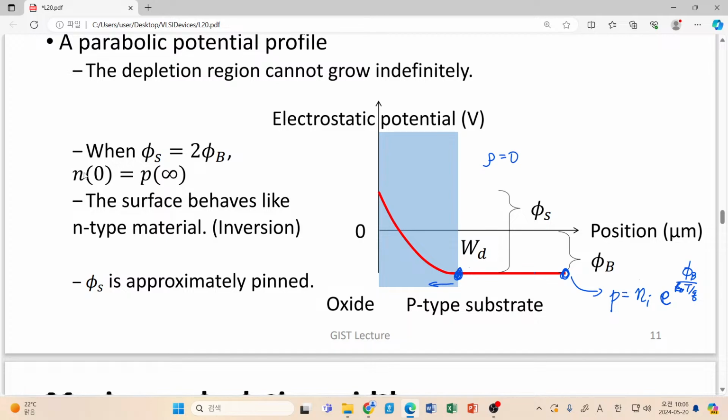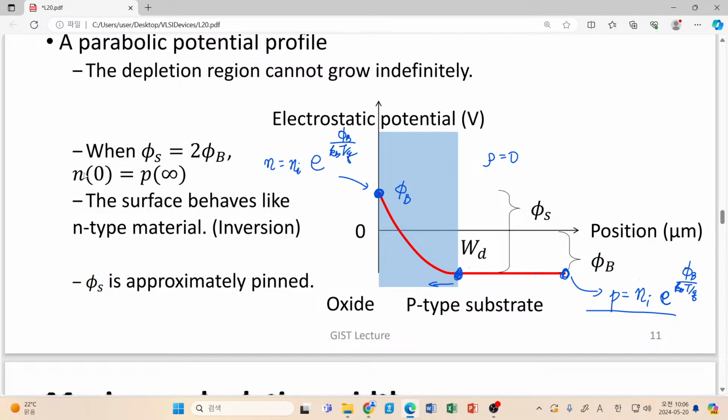Yes, this is the hole density. Then please also answer my question. If at this position we have a minus, if this potential is given as phi b, then how many electrons are there? Then you must say, in this case, electron density is also Ni times exponential phi b divided by kBT over q. So are you all with me?